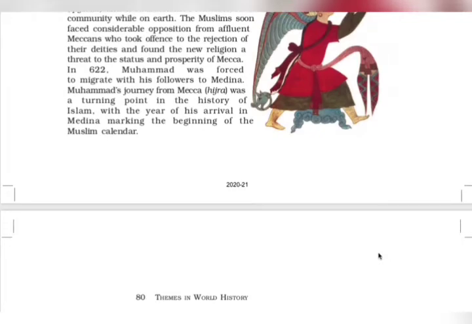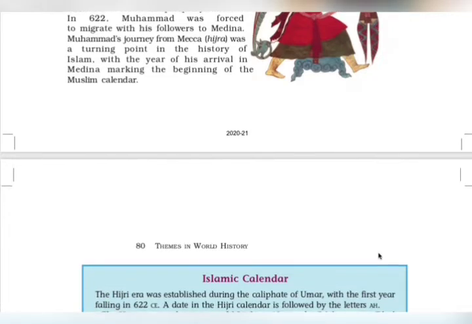The Muslims soon faced considerable opposition from affluent Meccans who took offense to the rejection of their deities and found the new religion a threat to the status and prosperity of Mecca. In 622, Muhammad was forced to migrate with his followers to Medina. Muhammad's journey from Mecca, Hijrah, was a turning point in the history of Islam, with the year of his arrival in Medina marking the beginning of the Muslim calendar.